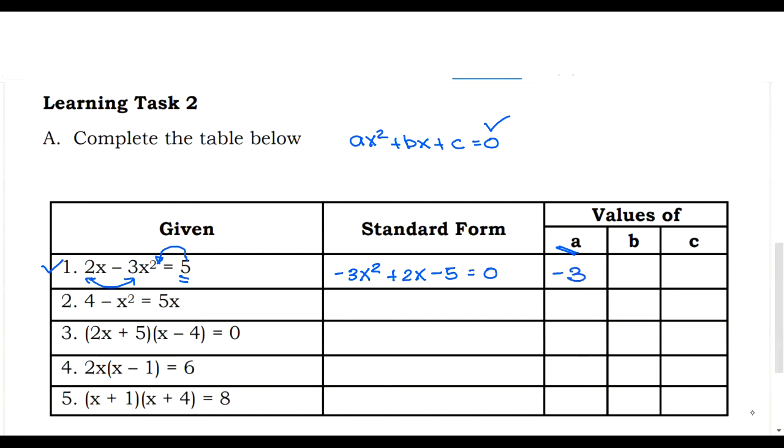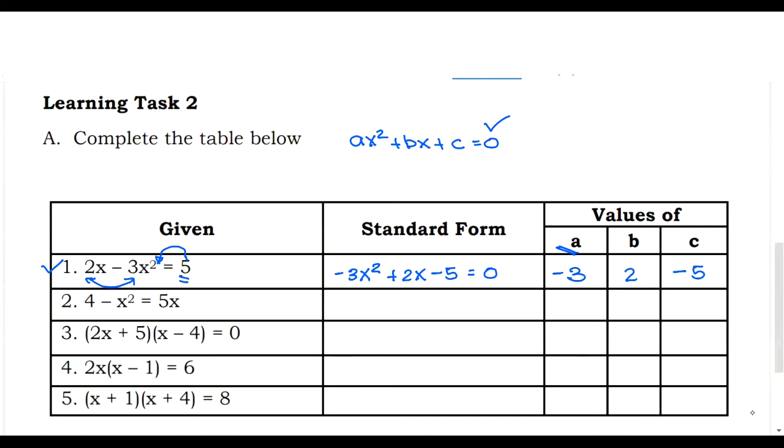What about B? Ito naman yung katabi na number ni x. And that is 2. And then lastly, yung C, ito yung constant. Ito yung walang variable x. And that is negative 5. So please be careful here in getting the values of A, B, and C. Usually, nakakalimutan yung negative sign.